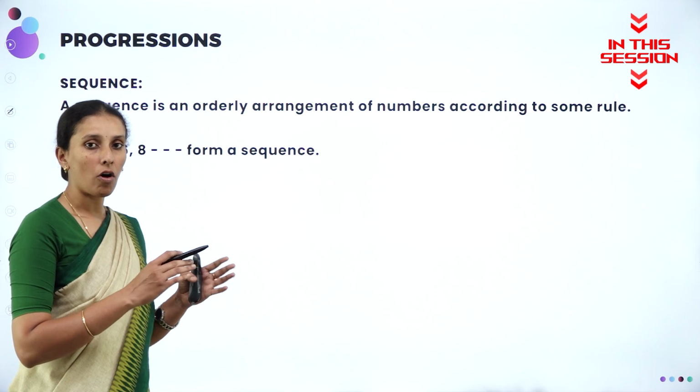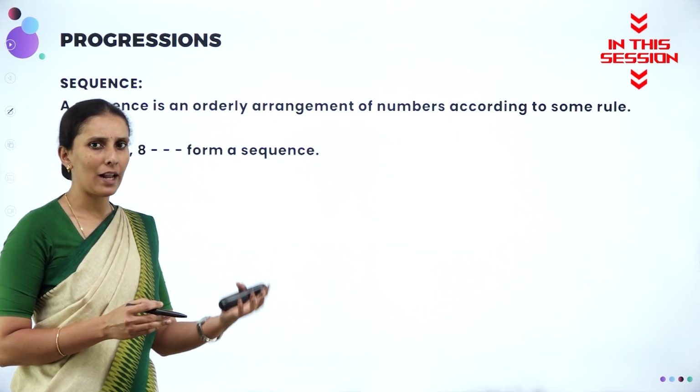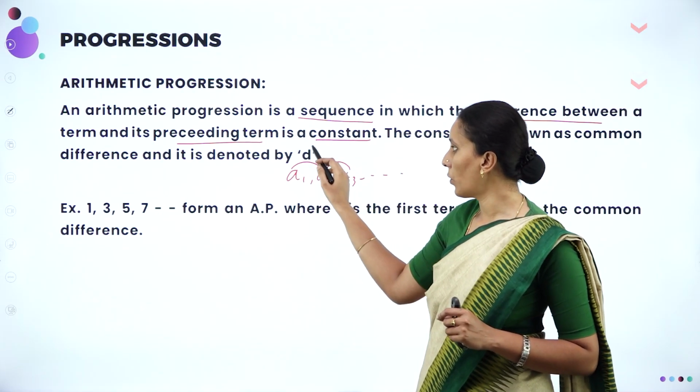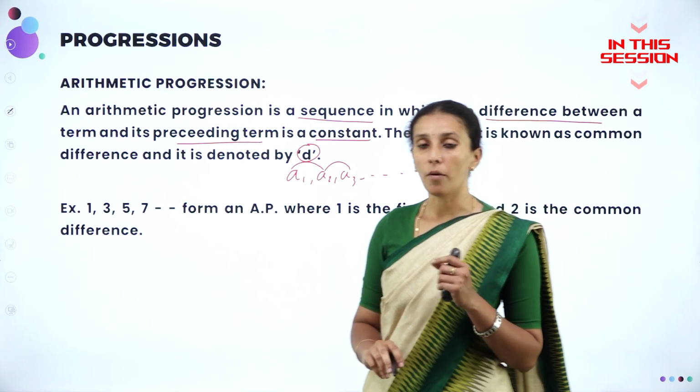Sequence is nothing but an orderly arrangement of numbers which will have some property related to it. The number and its preceding term will have a constant, and that is denoted by D, and it is called as common difference.